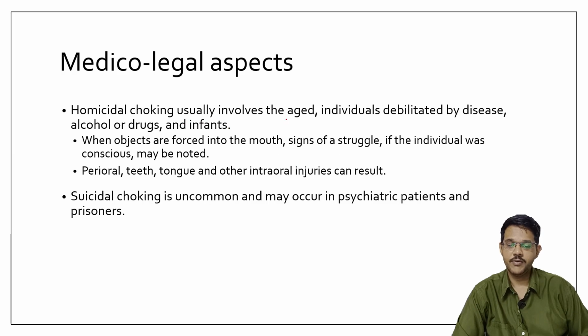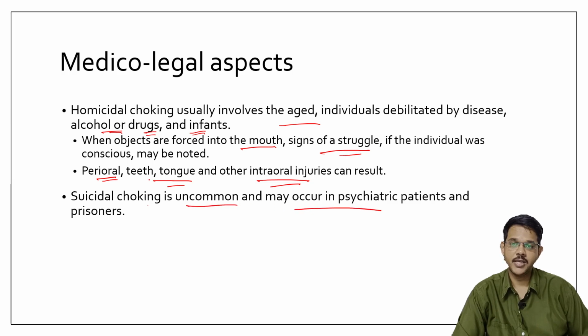Homicide choking usually involves aged individuals with diabetic conditions, or who have a tendency to drink, or who are intoxicated, or in case of infants. In this case, the object is forced into the mouth. Signs of struggle will be seen. If the individual was conscious, signs of injury may be noted, including perioral injuries, and the teeth and tongue may also be injured. Intraoral injuries may be seen. Suicide choking is uncommon and may occur in psychiatric patients and prisoners.